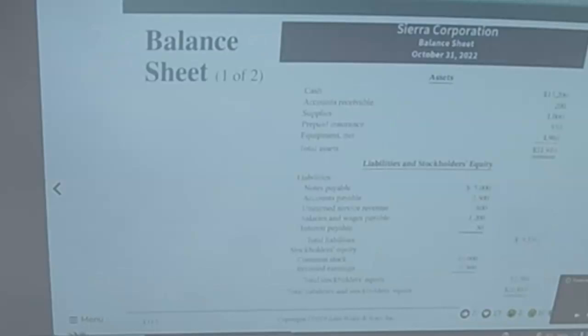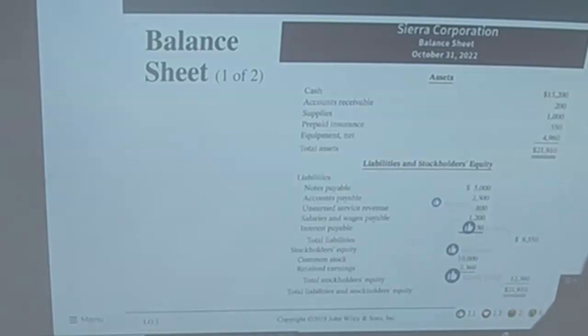All right, now the balance sheet. Notice again, officially, the heading. The heading is the name of the company, always. But this one's the balance sheet. But you know, it doesn't tell you what period. Why? Because this is only at one point in time. This is what the balance sheet is at the end of business, October 31st. Okay, that's all it is.